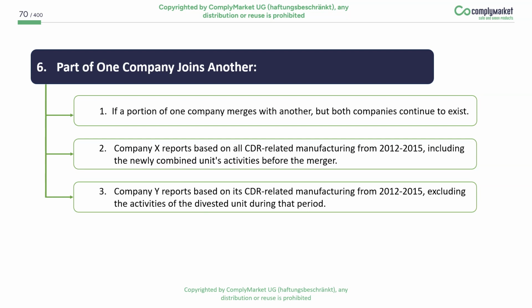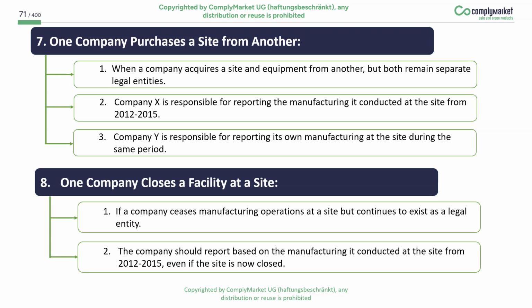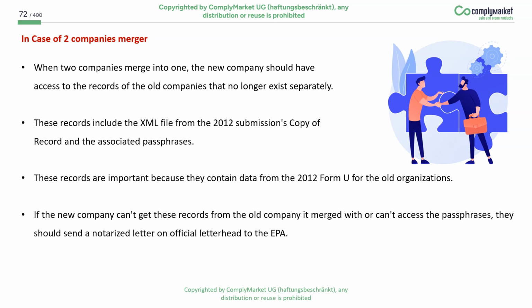If part of a company joins another, then this part will check what is the proportion of PFAS this part has placed in the American market. If one company purchases a site from another, actually they should purchase it with information. So they should keep records of information. Even if you close a facility, it doesn't mean that you have escaped from responsibility. You still have to do that. In case of mergers, then you have all the information.